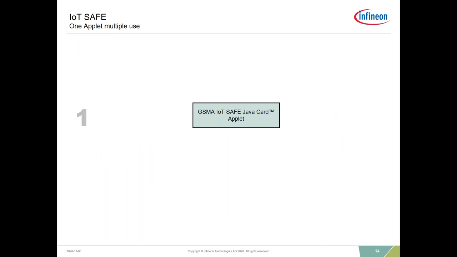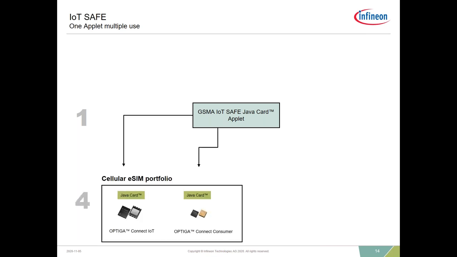Okay, now I would like to give you a little bit of perspective from Infineon on why the GSMA IoT SAFE applet is so relevant for us. So we have this one IoT SAFE applet now, and we can use it not only on two but four products. So first of all, we have a cellular lineup, an eSIM portfolio with our OPTIGA Connect IoT, which is an eSIM following the M2M specification, and our OPTIGA Connect consumer following the RSP specification. Both of them, of course, have a Java Card inside, and this GSMA IoT SAFE applet can go there and can be used as intended by the GSMA.